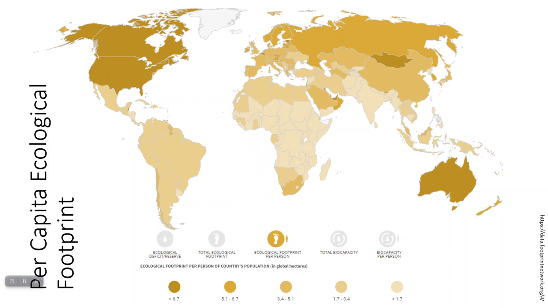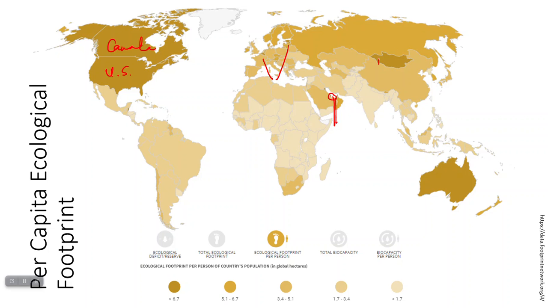In contrast, if you look at the per capita or per person ecological footprint, you'll notice some similarities. For example, the US is on here. That makes sense. We use a lot of resources, but then Canada does as well. You have a few European and Eastern European countries. You have some countries in the Middle East. For those of you who've been watching the World Cup, that's Qatar right there.